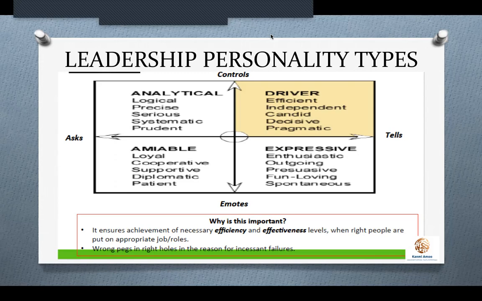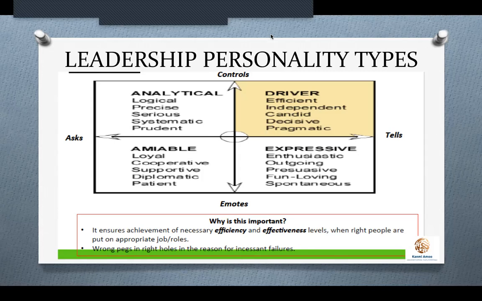Emotional means they consider other people more. That's the emotional or emote aspect. Control means one does not care about other people as much. So on the axis of considering other people more, you have the amiable and expressive people. They think of other people more before they act. While those who care less about people, and more about what they want to do or their goal, are the drivers and the analytical.